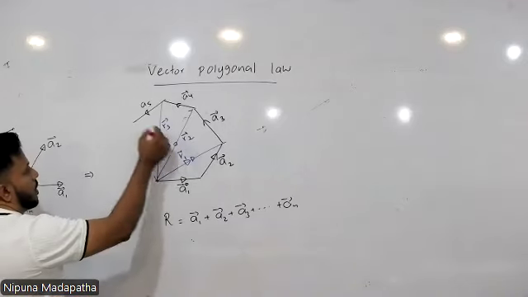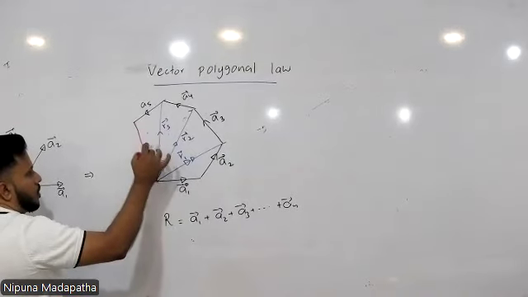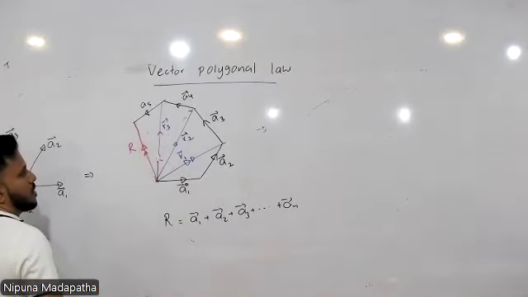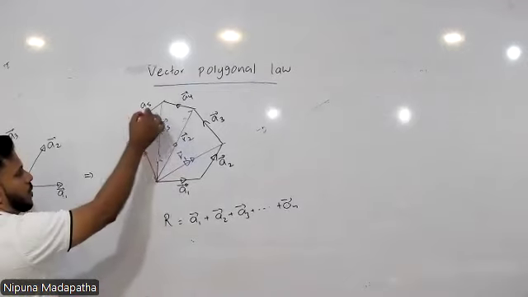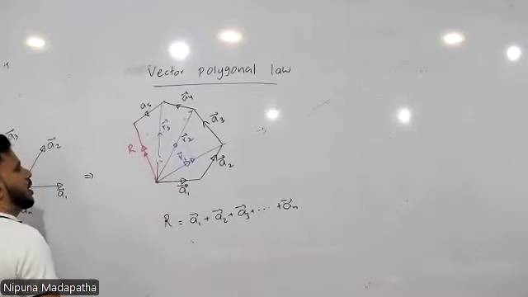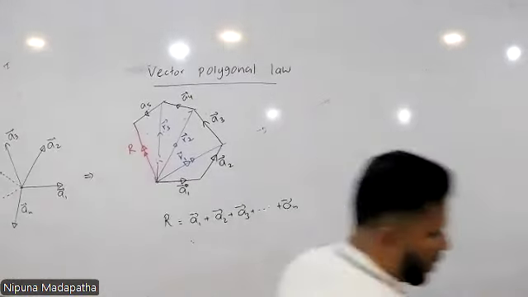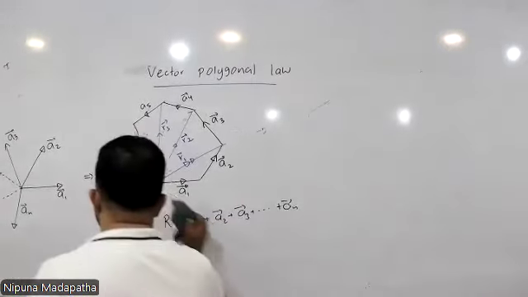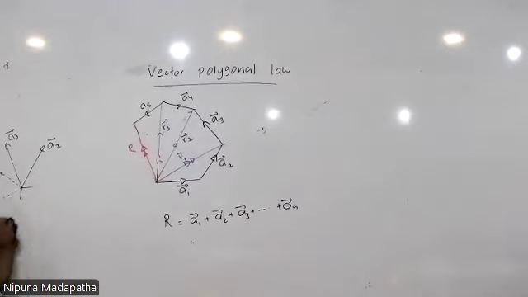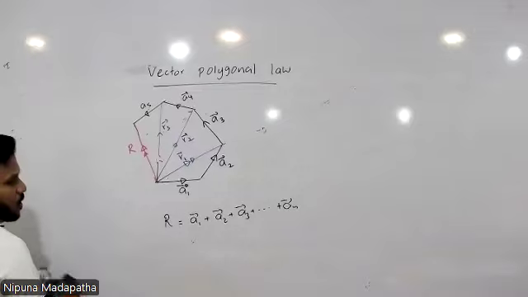Right? Add r3 to a5, and the resultant is this, r3 plus a5. Right? There is no need to show it for n vectors. But you can derive this expression, the vector polygon law, using the triangle law.